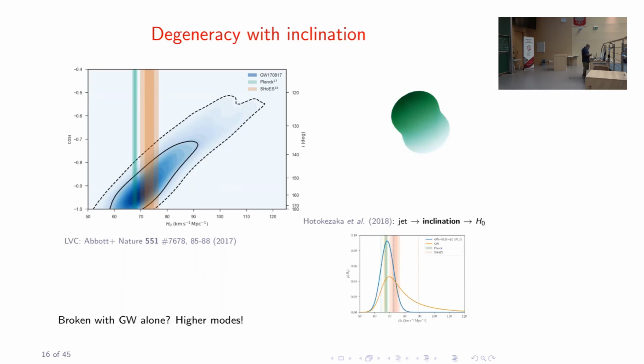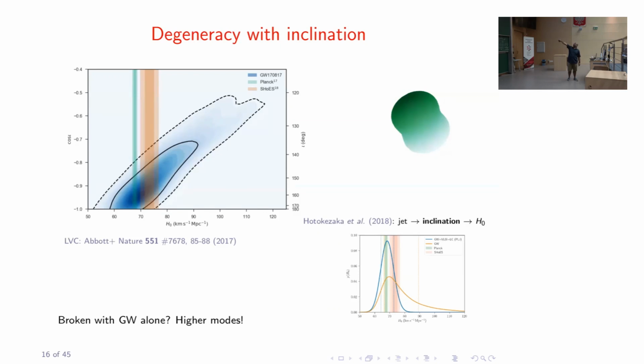So the one important dimension is that the distance uncertainty is the dominating uncertainty. A large part of this distance uncertainty once again comes from the degeneracy between distance and inclination. So here, what you see is not a one-dimensional posterior density of the Hubble constant, but a two-dimensional posterior density, with the Hubble constant on the horizontal axis and the cosine of inclination on the vertical axis.